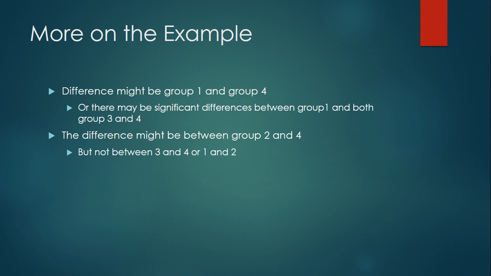To throw another monkey wrench in the works, the difference might be between groups 2 and 4, but not between 3 and 4 or 1 and 2. In other words, the intervention at 9 months had a much bigger impact than the intervention at 3 months. But the intervention at 3 months really wasn't statistically different from no intervention at all. And the intervention at 6 months wasn't really statistically different than the 9-month intervention. So this is where ANOVA gets more complicated. But just assume that when we get our results back, we have a way of determining if any two groups are different.